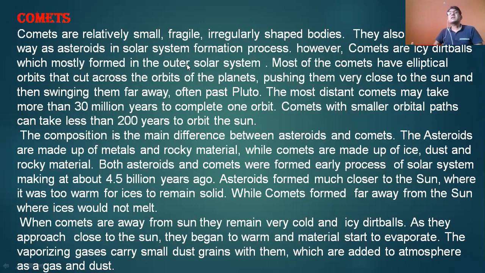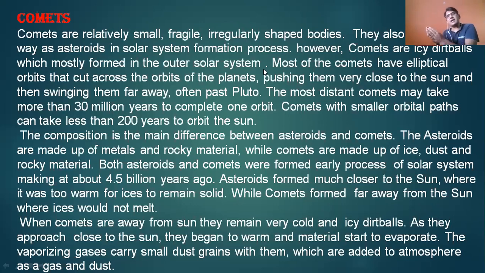But what is the characteristic of comets? The asteroids are rocky ones. The comets are ice. They are icy dirt balls. So the comets are mostly based on icy material, which mostly form in the outer solar system.